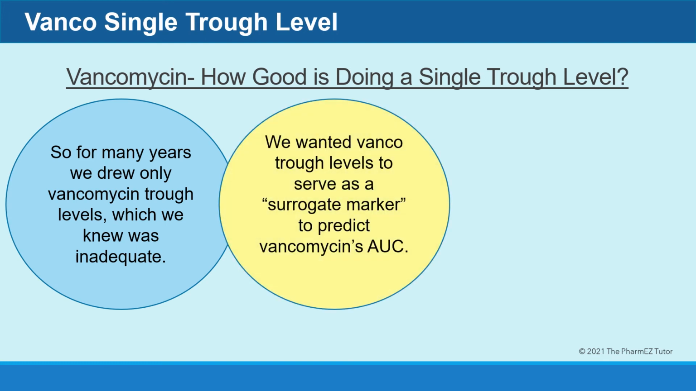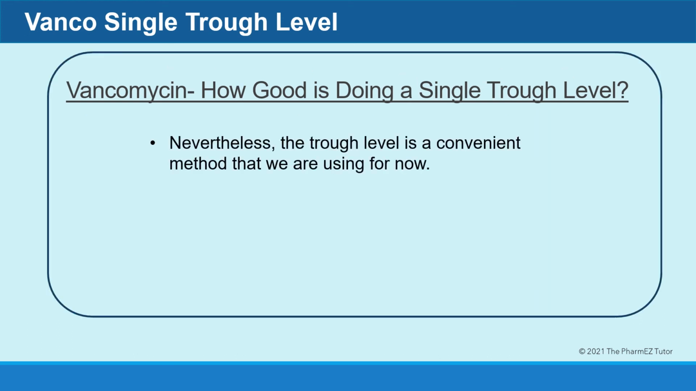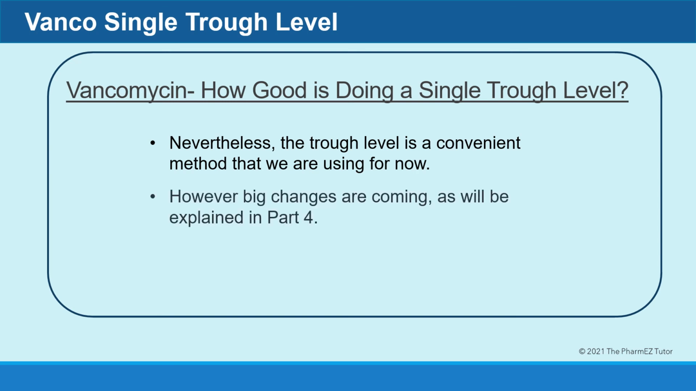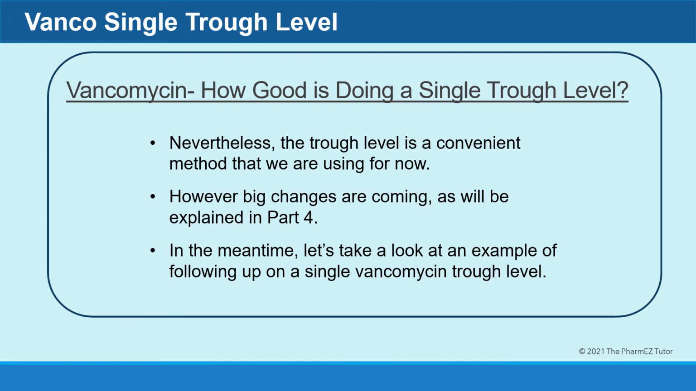We wanted vancomycin trough levels to serve as a surrogate marker to predict vancomycin's AUC, or area under the curve. Unfortunately, studies have shown that trough levels have been imprecise in predicting the AUC. Nevertheless, the trough level is a convenient method that we are using for now. However, big changes are coming, as will be explained in Part 4. In the meantime, let's take a look at an example of following up on a single vancomycin trough level.